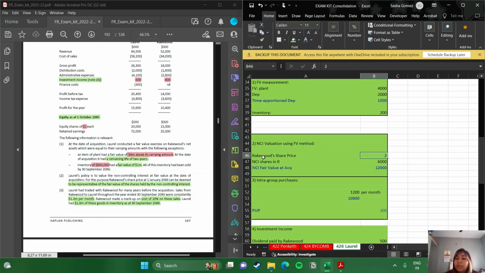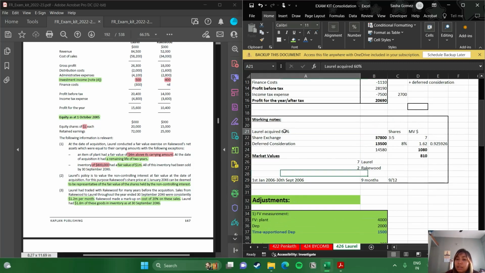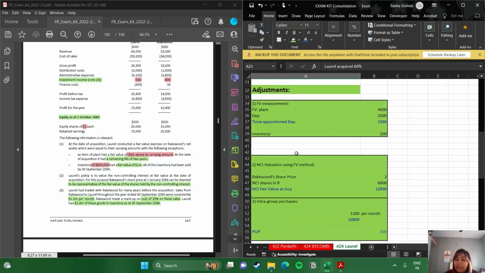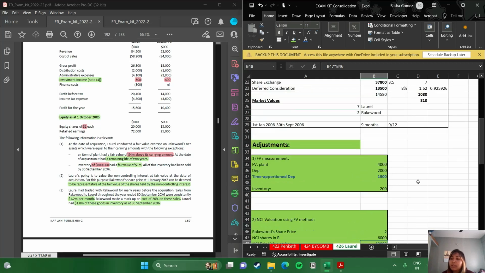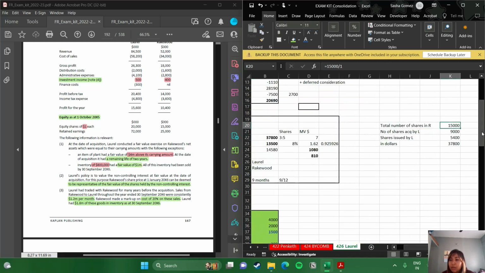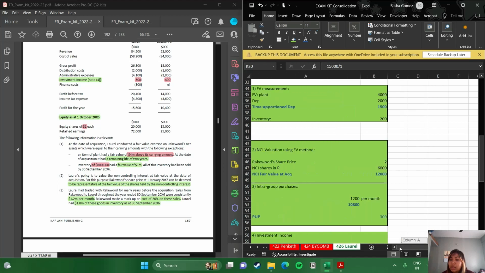Then you need to find out how many NCI shares are there in Rakewood. So since Laurel acquired 60%, 40% is the NCI. So you take 40% into the total amount of shares, which is 15,000 shares. So 15,000 shares into 40%, you get 6,000 shares. So now you have your number of shares that the NCI owns, plus you have your subsidiary share price. So you multiply both of that, so 6,000 into 2, and you get your NCI fair value at acquisition.